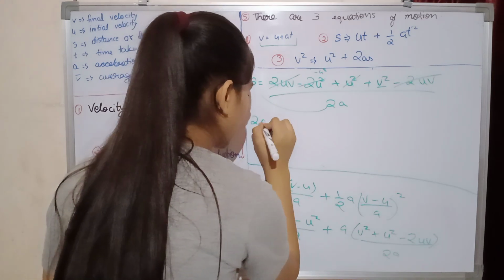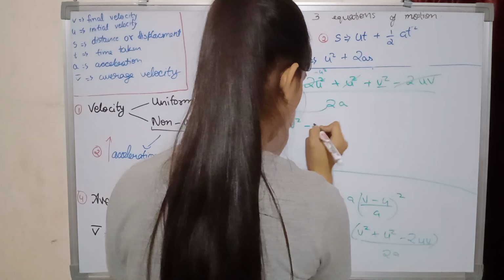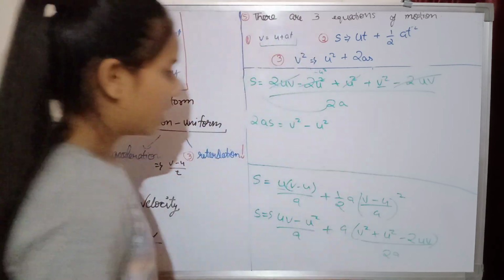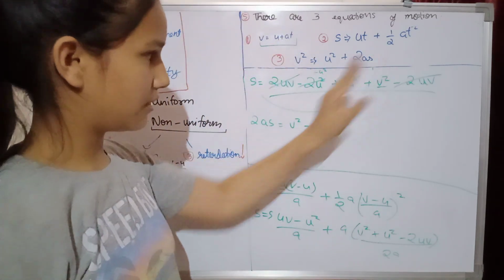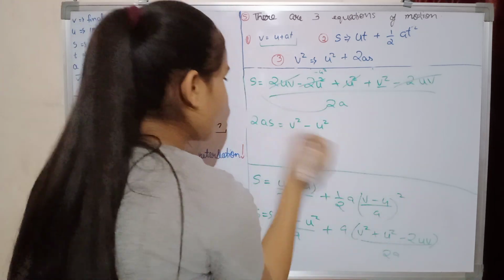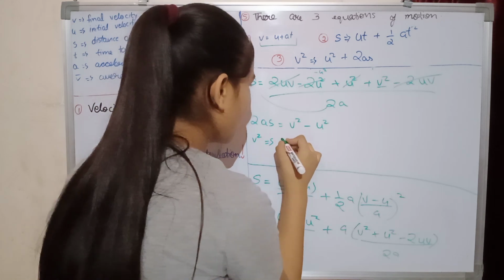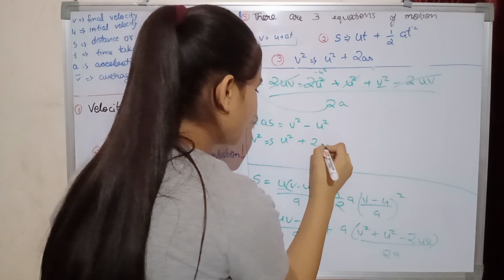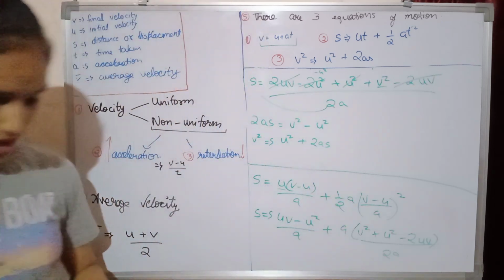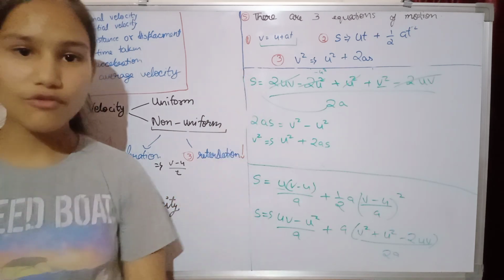Now 2AS is equals to V square minus U square. Now we get the values which are needed by the equation. Now we can arrange these like V square is equals to U square plus 2AS. Now this is how we can derive our third equation of motion.